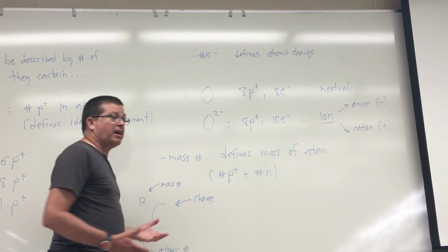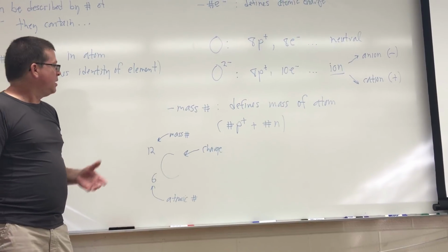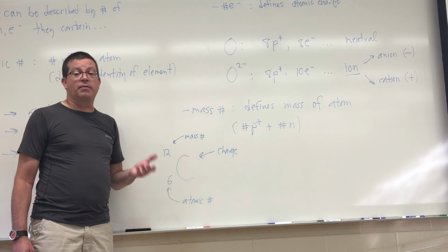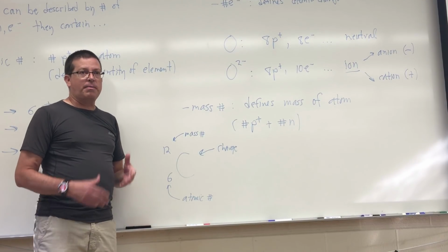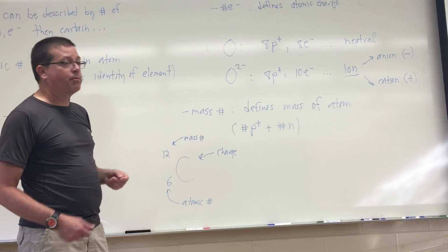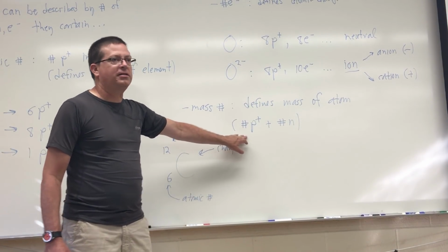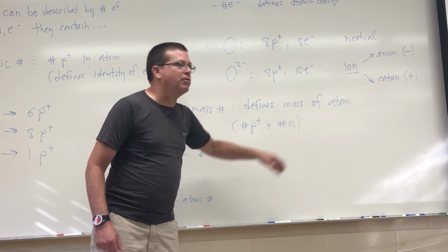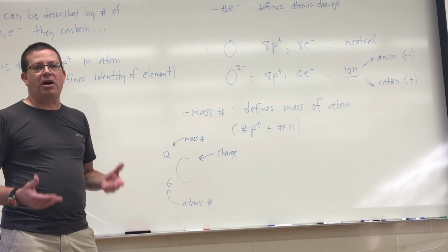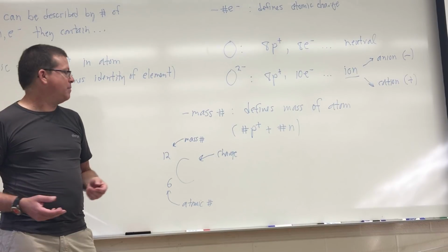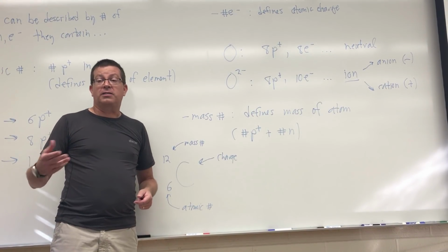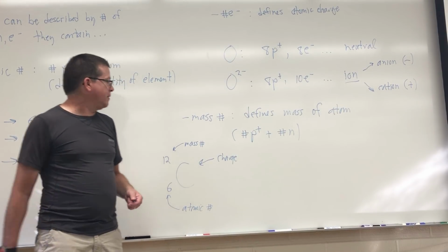Alright, then finally we have to think about the mass number. The mass number is going to define the approximate mass in AMUs of a particular atom. So in the mass number, what we care about are the protons and the neutrons. The mass number will be given as the number of protons in the nucleus plus the number of neutrons in the nucleus for a particular atom. And again, that gives us the approximate mass of the atom in AMUs, because as you'll recall, an AMU is going to be the approximate mass of a proton or a neutron.